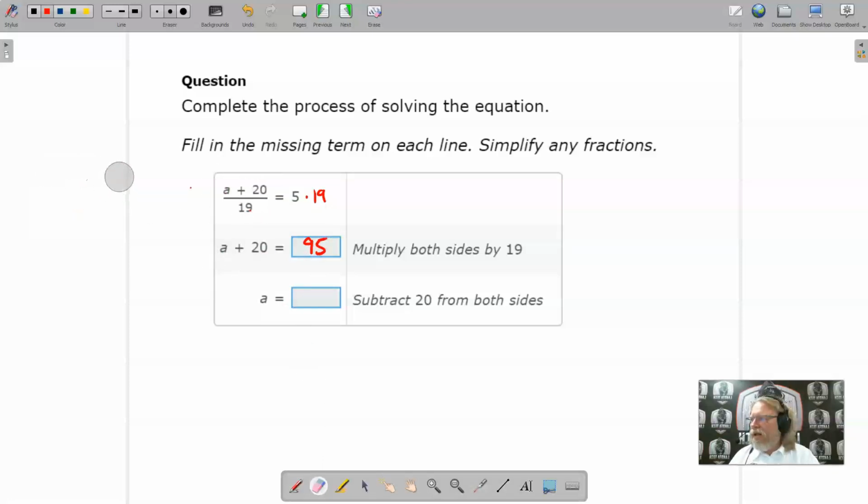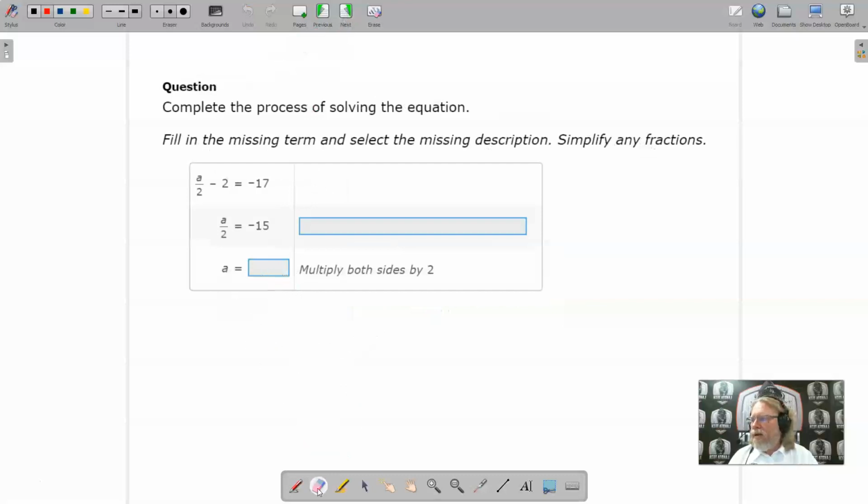And then let's go ahead and look at our next step. In the next step, it looks like, well, what do we need to do? Subtract 20, which is what they tell us. Subtract 20 from both sides. We do to one side, we do to the other. Those 20s would cancel each other out, leaving us with just the A. And then 95 minus 20 would be 75. So our final solution would look like this.